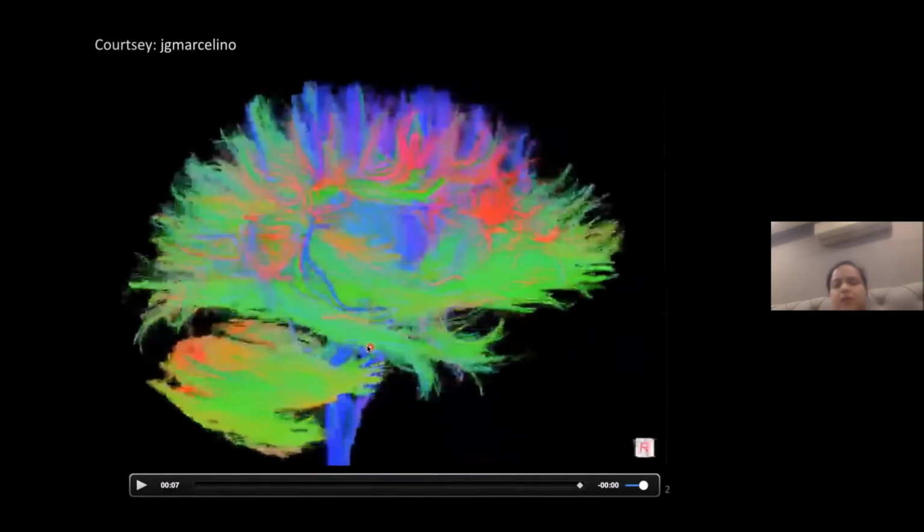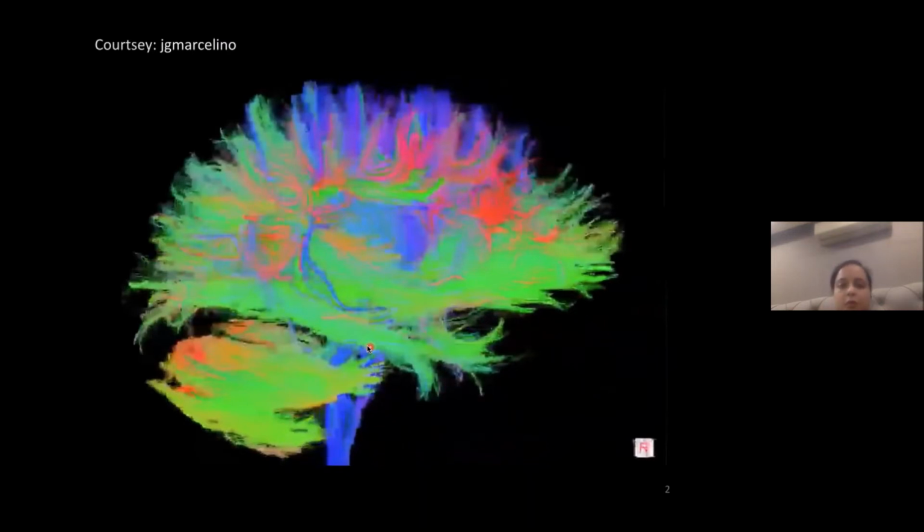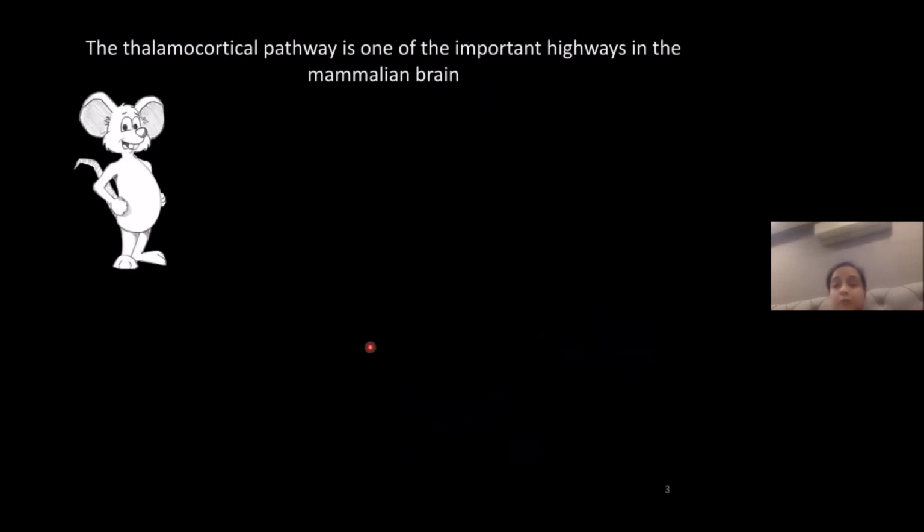And in the starting of my PhD, I focused on one such very important highway that is called the thalamocortical pathway. The thalamocortical pathway is very important because it connects two key areas of the brain, the thalamus and the cortex. The thalamus is a key relay sensory station which basically connects information from various parts of the body and sends it upwards after some filtering of information to the uppermost, the most progressive part of our brain, that is the cortex. Therefore, the term thalamocortical pathway.